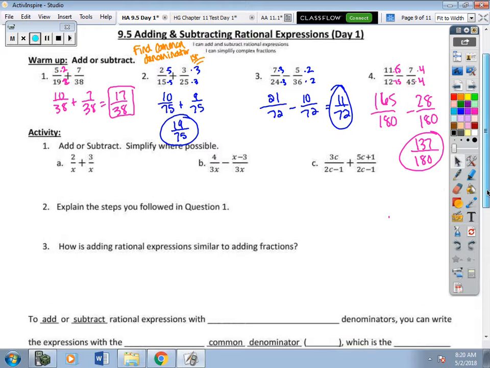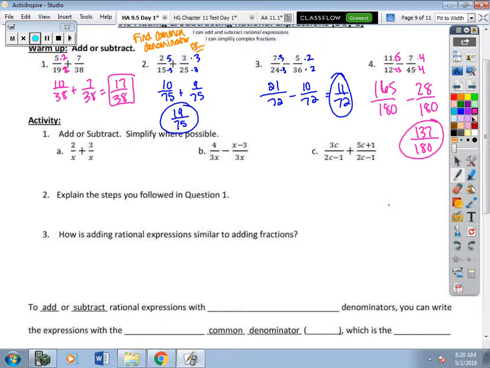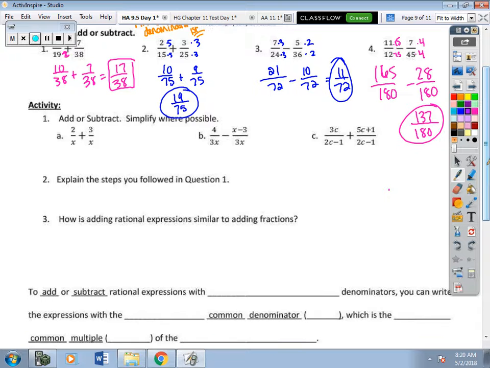All right, so this little activity, it's really not an activity, but they want us to add or subtract and simplify where possible. So can I add these 2 fractions together? Do they have a like denominator? Yes. So we would add the tops, 2 plus 3, which is 5. Again, the common denominator would stay common. You do not add those and make it 2x, it would just stay x.